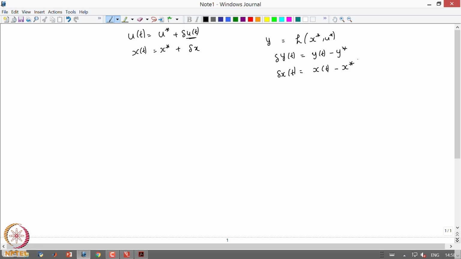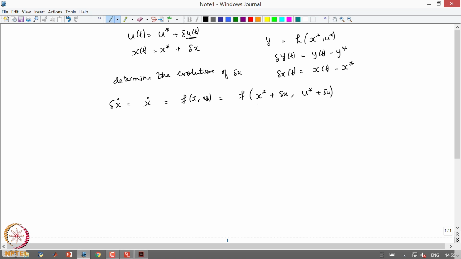Okay. So, we will now determine the evolution of delta x, and similarly we will do it for delta y. So, delta x dot is x dot, since x star dot will be 0 because it is a constant. This is f of x comma u. Now, how do this x and u vary? They vary according to x star plus delta x comma u star plus some delta u.